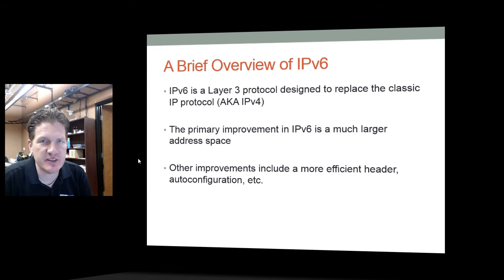First off, IPv6 is a layer 3 protocol designed to replace the classic IP version 4 protocol, otherwise referred to as IPv4. The primary improvement of IPv6 is a much larger address space. Other improvements include a more efficient header and several auto-configuration features, neighbor discovery, and a few other things that we'll discuss in this slide presentation.